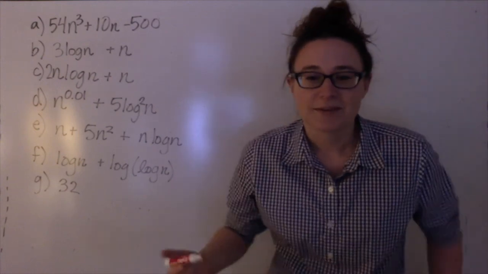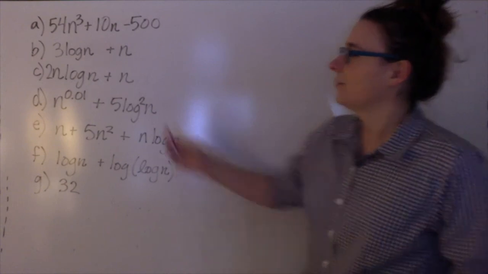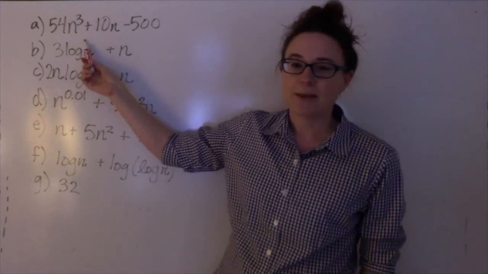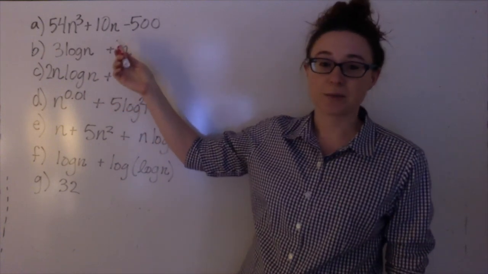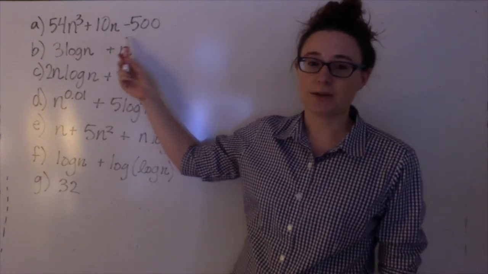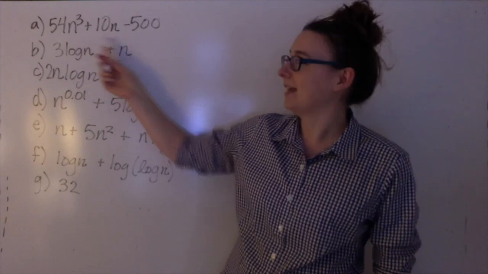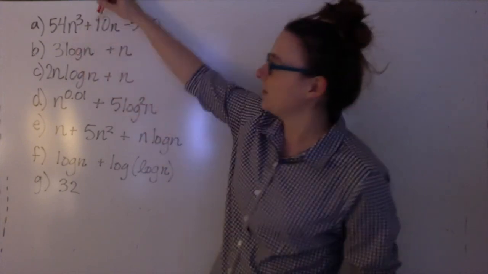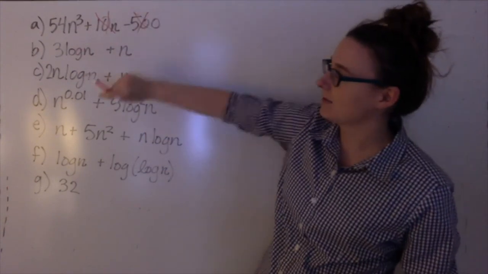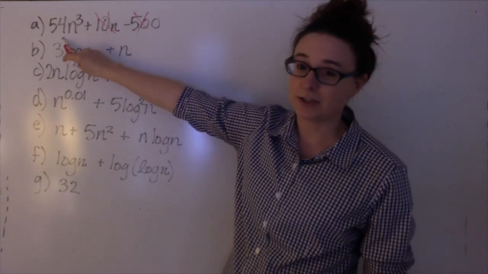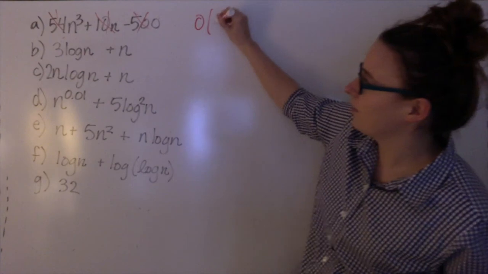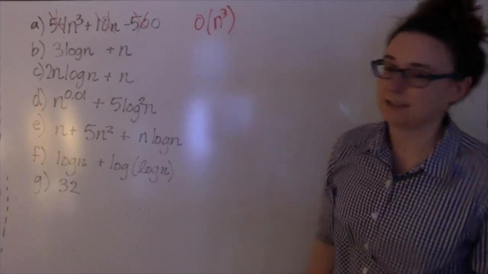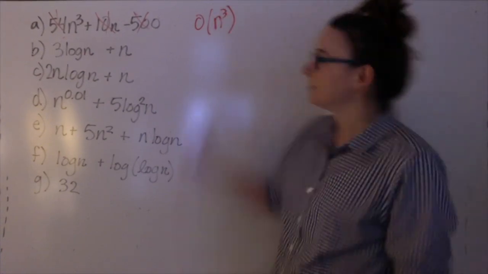So let's do the first one. Again, we're going to drop any lower order terms and constant coefficients. The highest order term is based on which one of these has the highest power of n, and that's definitely n cubed. So we can get rid of these lower order terms and the constant coefficient, 54 here. So this function runs in big O of n cubed time. This is a 3.